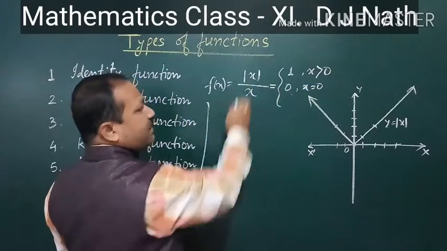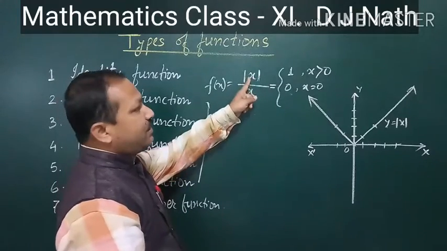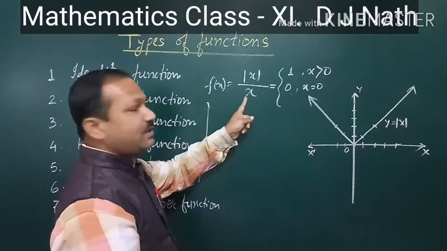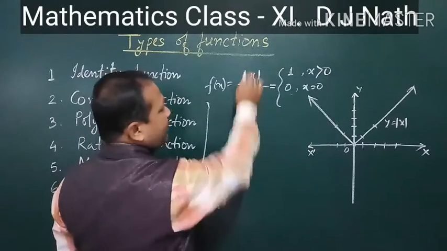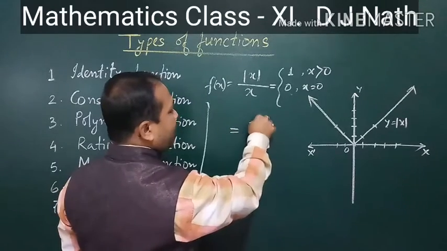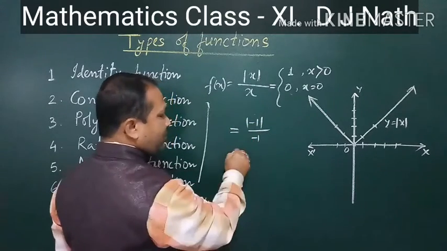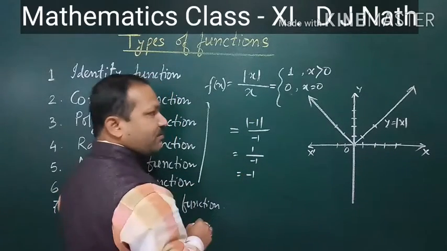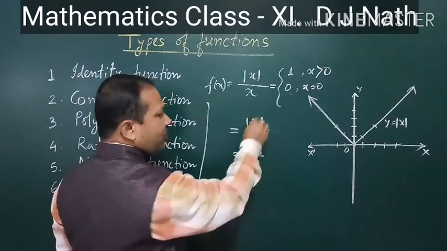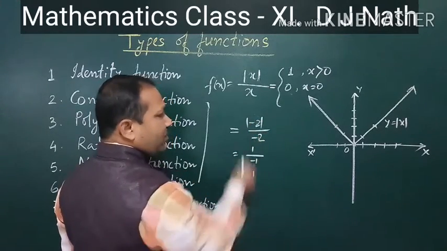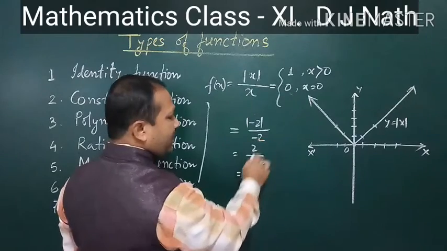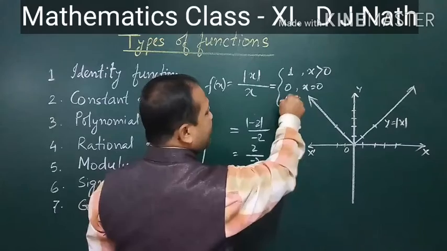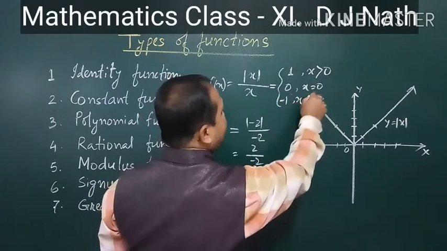And if it is negative, modulus of a negative thing is positive, but here the x remains negative. Look at that, if we take minus 1, modulus of minus 1 by minus 1. What will happen? Modulus of minus 1 is 1, by minus 1. So the result comes minus 1. If we take, say, minus 2, here also it is minus 2. So modulus of minus 2 is 2, but the denominator remains minus 2. So what becomes? 2 by minus 2 is minus 1. So it will always be minus 1 when x is less than 0.